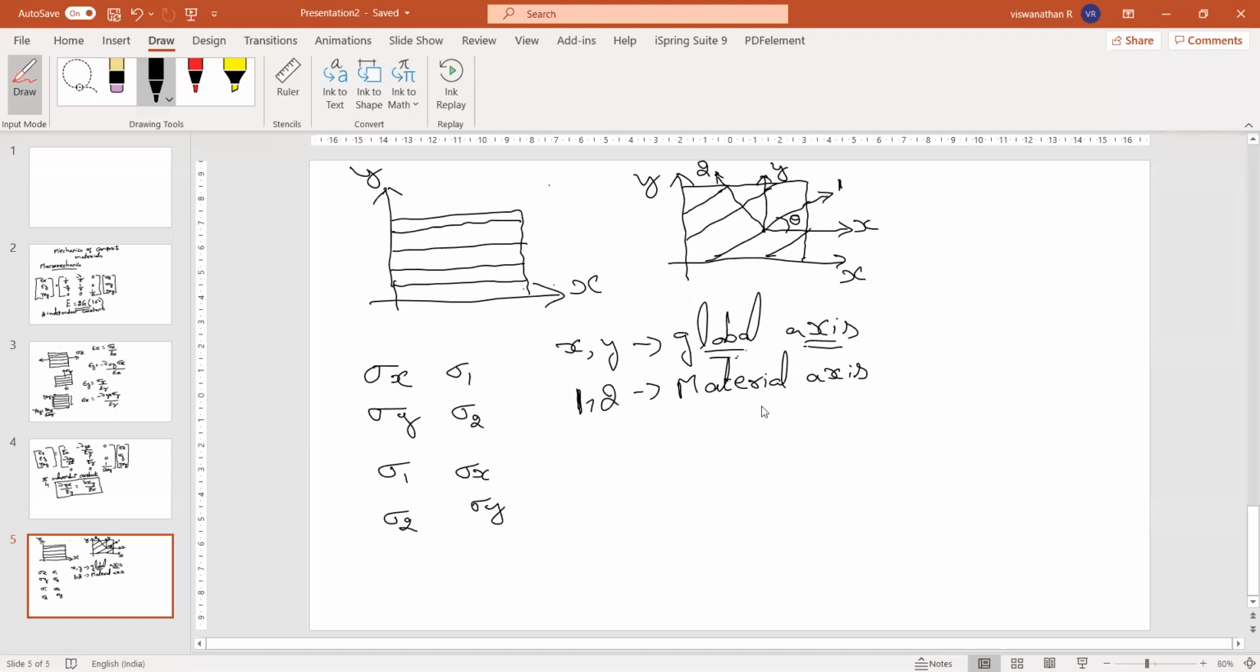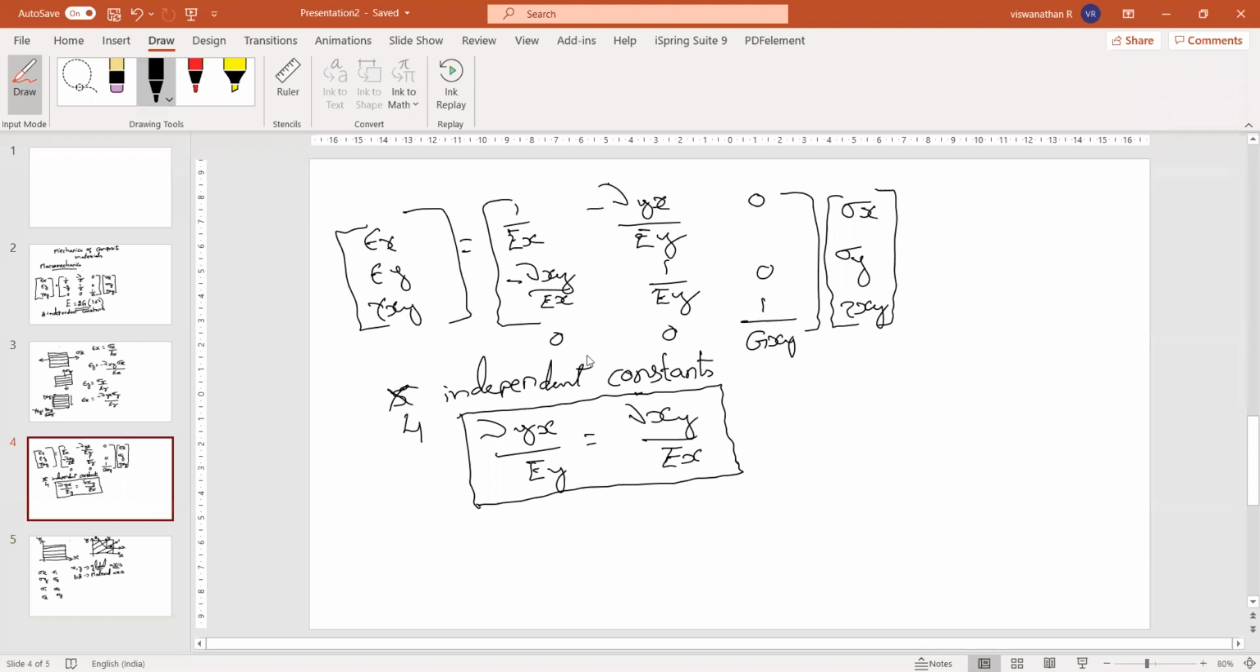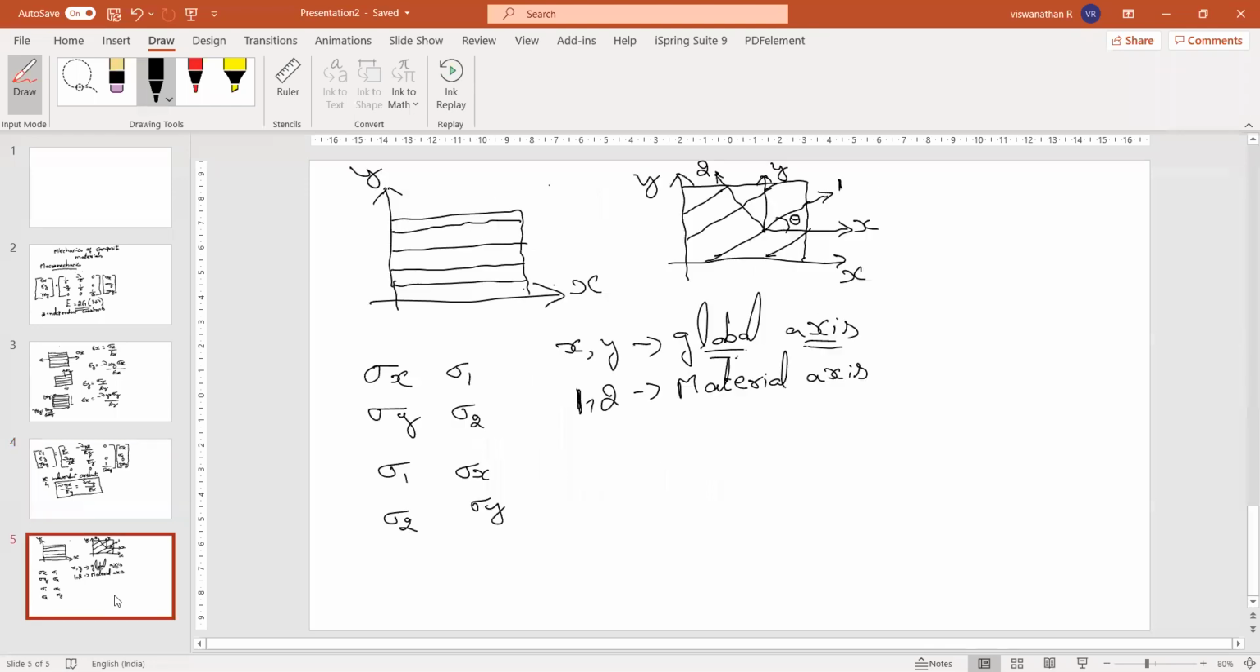Now, suppose I replace all this x as 1 and all this y as 2. Can I do that? Yes, sir, because global axis and material axis are the same in this case. Yeah, global axis and material axis are the same, so we were able to do that. But once there is an angle theta between the global axis and the material axis, you cannot do that.